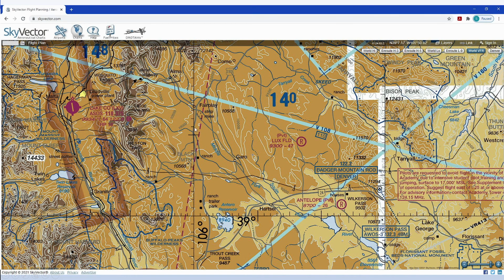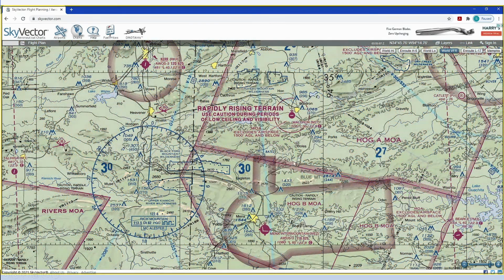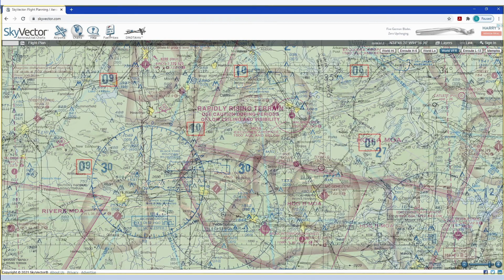And because the lines are spaced far apart, we know that the terrain rises fairly gradually, versus over here where they're all mashed together like this, we know that the terrain rises rapidly. In areas that the FAA considers to be non-mountainous, they'll sometimes put hatch marks on the contour lines to alert pilots that the terrain rises rapidly in that area.